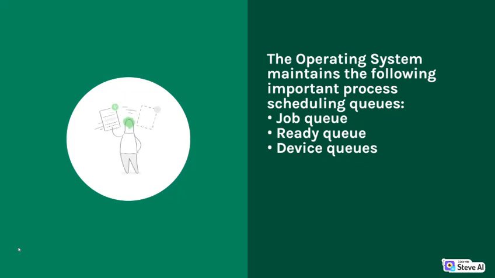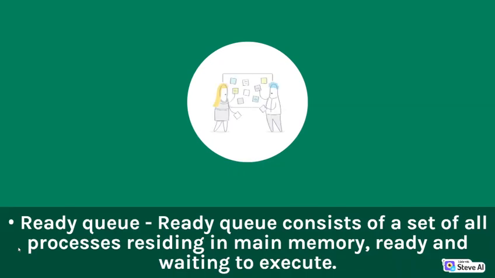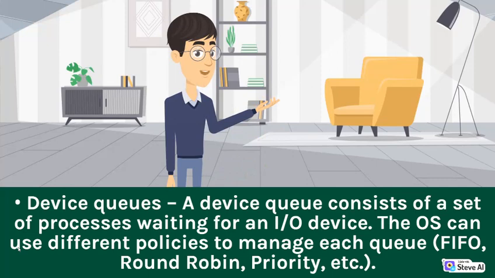The operating system maintains the following important process scheduling queues: job queue, ready queue, device queues. Job queue. The job queue consists of a set of all processes in the system. Ready queue. Ready queue consists of a set of all processes residing in main memory, ready and waiting to execute. Device queues. A device queue consists of a set of processes waiting for an I/O device. The OS can use different policies to manage each queue: FIFO, round robin, priority, etc.